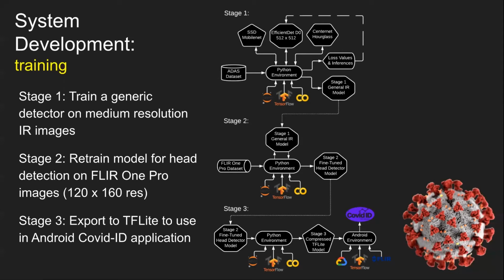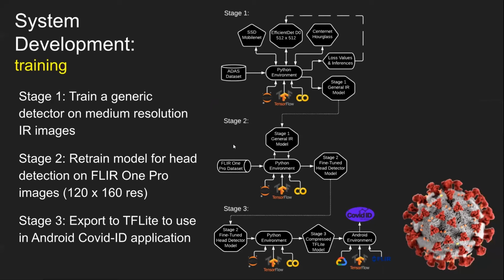This training process was broken into 3 stages. In the first stage, several object detection models were trained on a dataset of moderate resolution infrared images as general object detectors. Preliminary models were selected based on their size, as they would have to be small enough to run from a mobile platform. Of all the tested models, EfficientDet D0 proved to be the most effective, and the trained model was passed into the second stage of training.